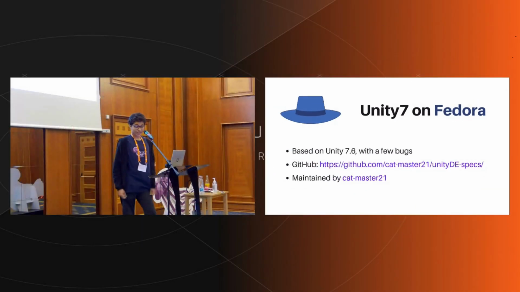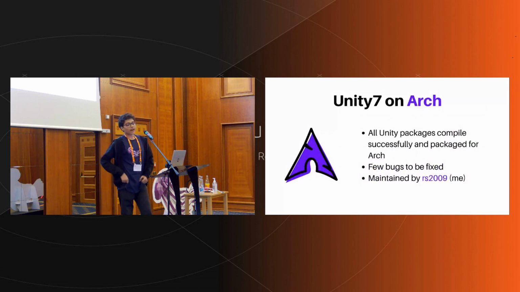And then Unity 7 on Fedora. Yeah, Unity 7 is also now available on Fedora. So this port is based on Unity 7.6 and is pretty usable and stable. However, there are a few bugs which are left, Catmaster is actively fixing them, and there are a few missing packages. But apart from that, like I mentioned earlier, it is pretty stable and usable. So again, I've given the GitHub repositories link, and it is maintained by Catmaster21.